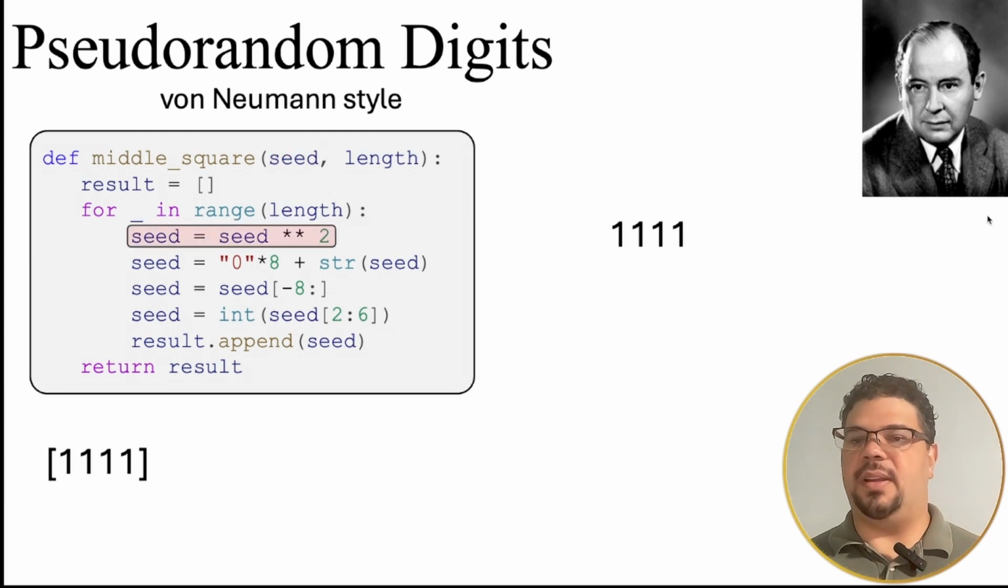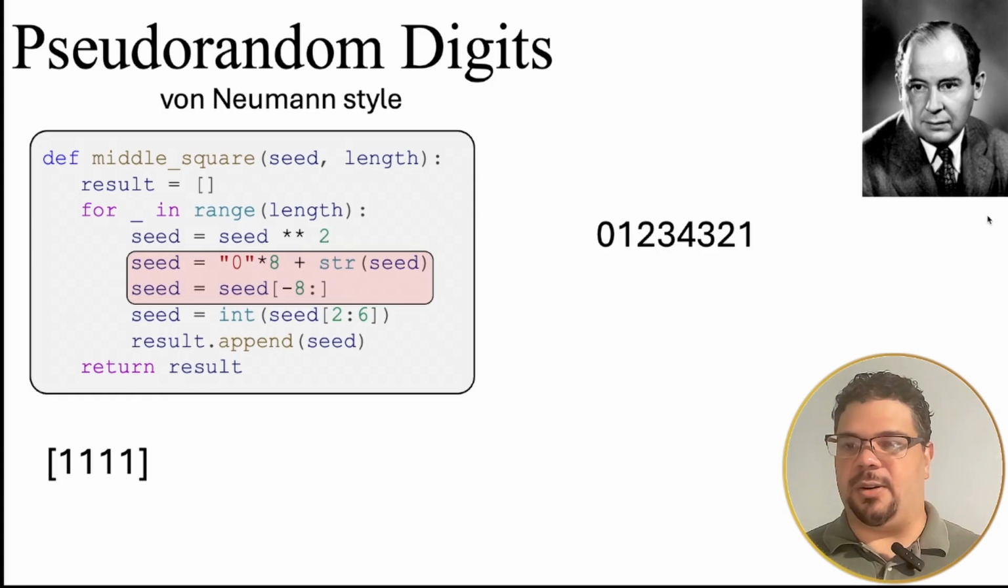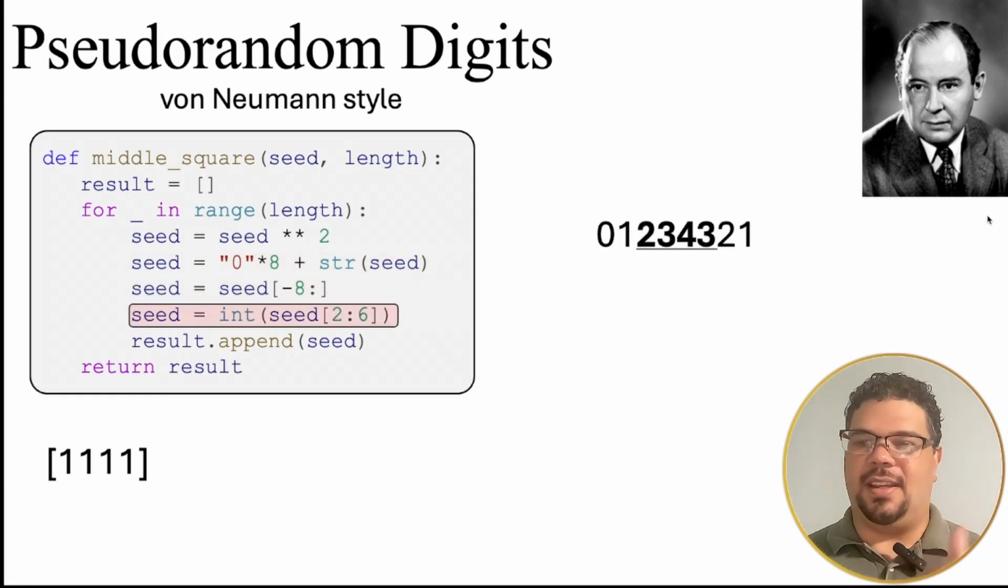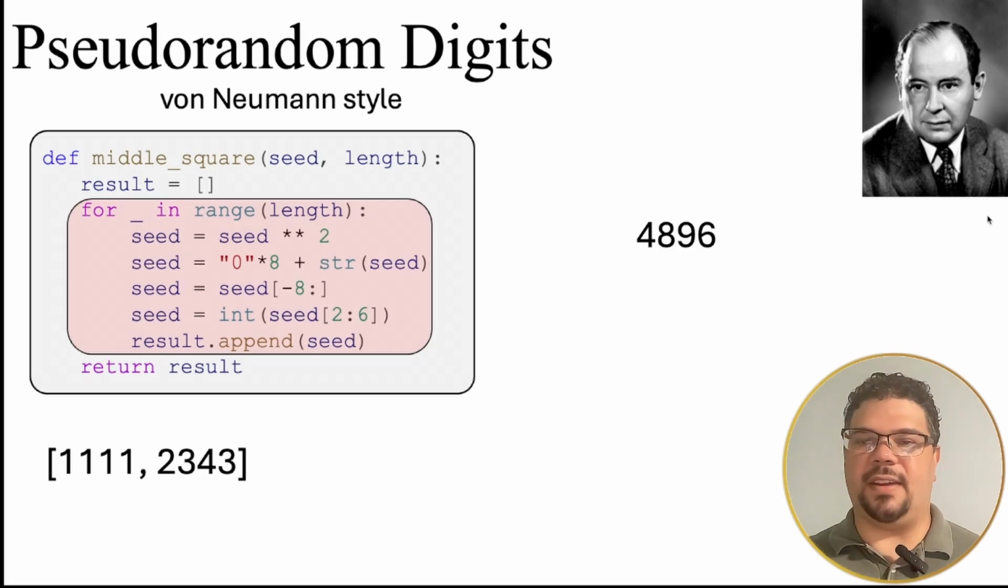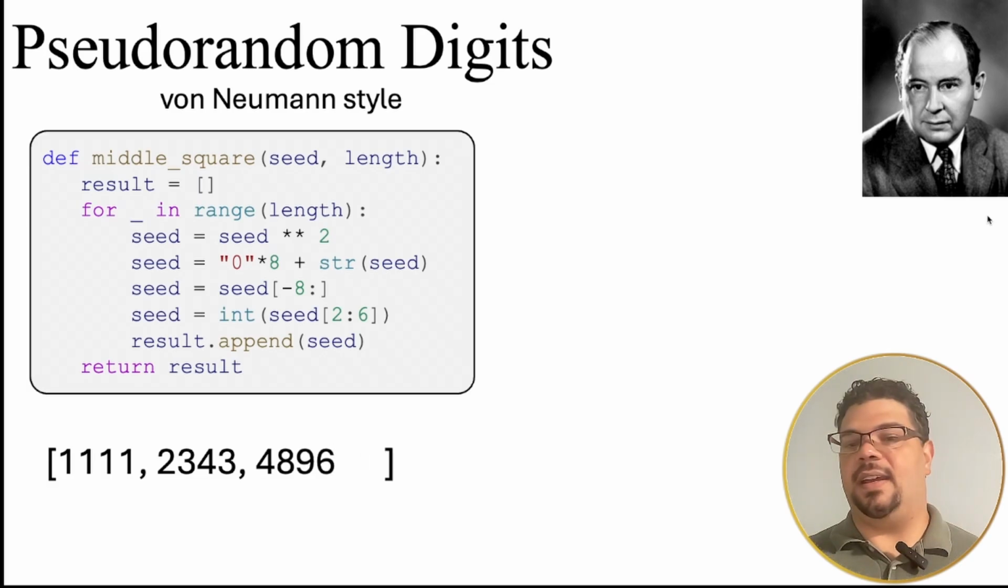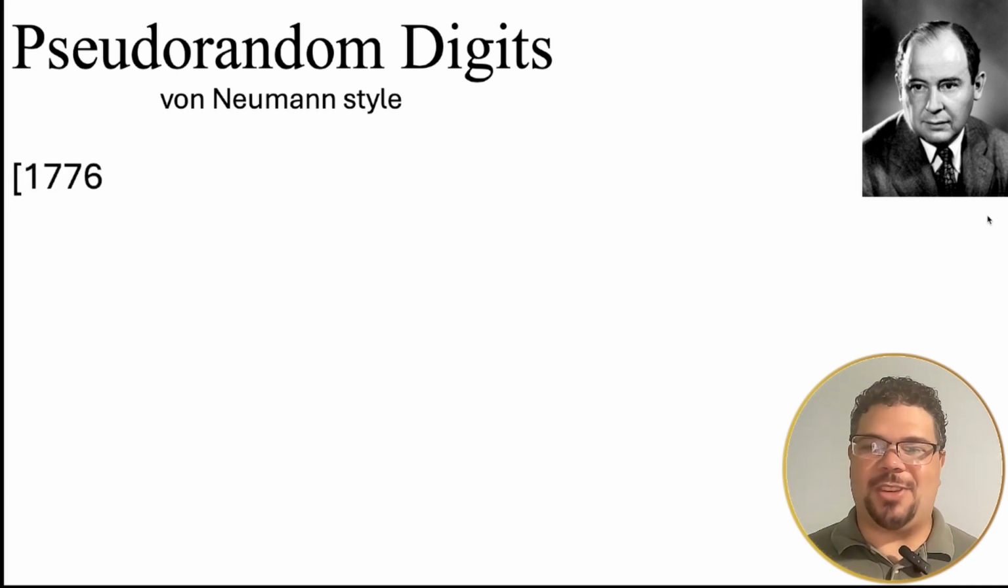We take the number, square it, resulting in 1,234,321, 1, 2, 3, 4, 3, 2, 1. And now we put a 0 in the front, so it's exactly 8 digits, take the middle 4 digits, and that gives us our new number, 2,343, and we add that to our list of random numbers. We can go through the same process again and get 4,896, and again, and again, and again, each time getting new numbers, adding to our list of random numbers. So von Neumann's strategy works.